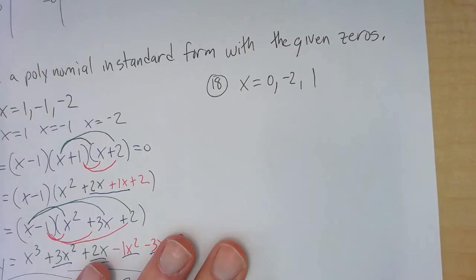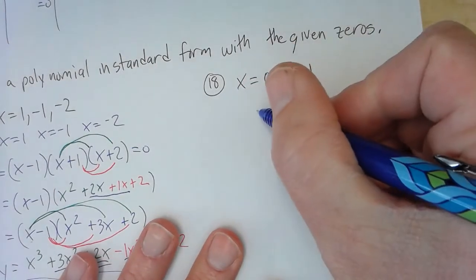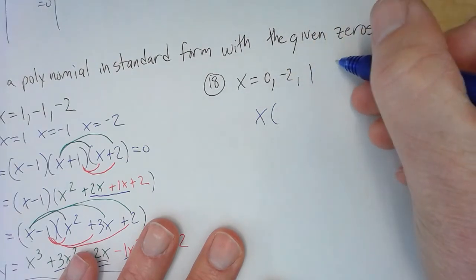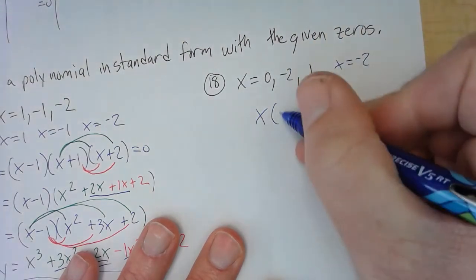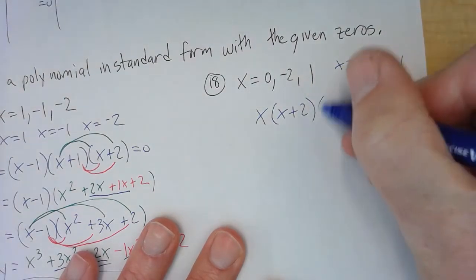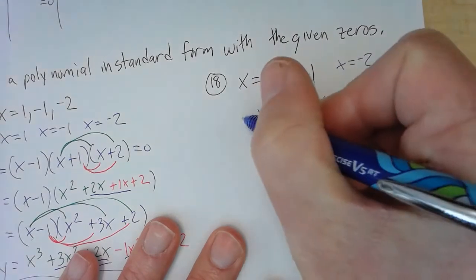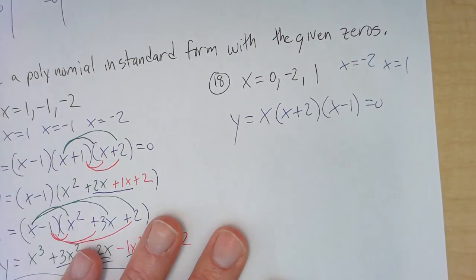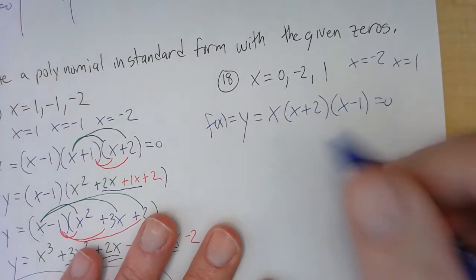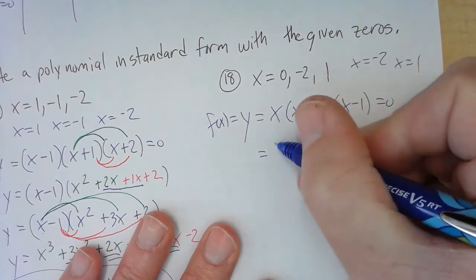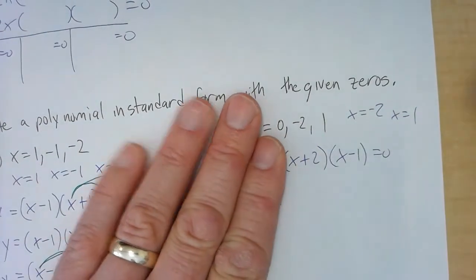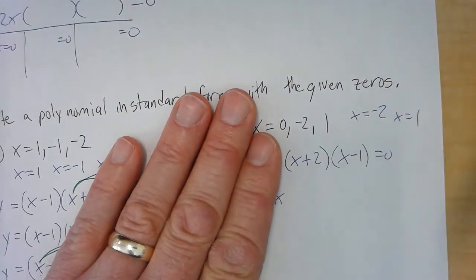Okay, number 18. X is 0 just means x, and then x equals -2, you'd add that over, so that'd be x plus 2, and then x equals 1 means x minus 1 equals 0 equals y. So that's the function, or you can use function notation, f of x. Okay, so we bring this down, this drops down. So the first thing I always just kind of cover up, so I'm covering this up, I'm going to multiply these together. Green means go, green's first.